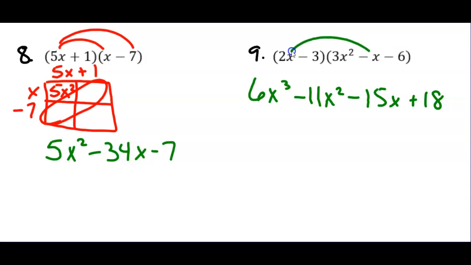2x times negative x would be negative 2x squared, and then negative 3 times 3x squared, which would have been negative 9x squared. So negative 2 and negative 9 add to negative 11. Oh, because I did positive 9. And then this is positive 18 because it's negative 3 times negative 6. You have positive 18 back there? Yeah, I got all the same thing except I didn't get negative 11.